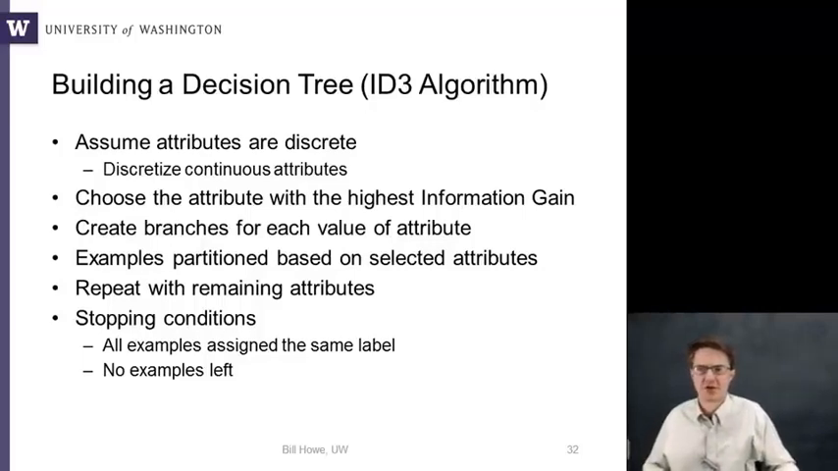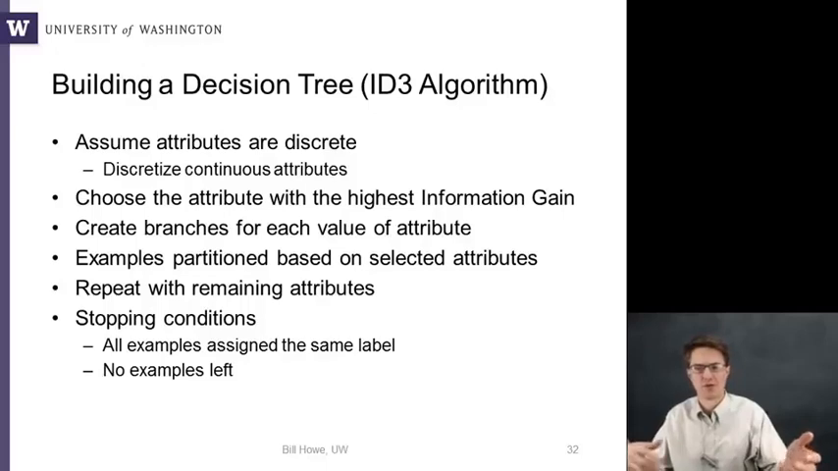To summarize this algorithm, which is called the ID3 algorithm, assume all attributes are discrete, and we can discretize continuous attributes by binning them in particular intervals. I'll give you a method to do that in a few slides. Then you choose the attribute with the highest information gain and create branches, one for each value of the attribute. Then partition the examples based on the selected attribute, and repeat with the remaining attributes on the remaining set of examples. You recursively apply this.